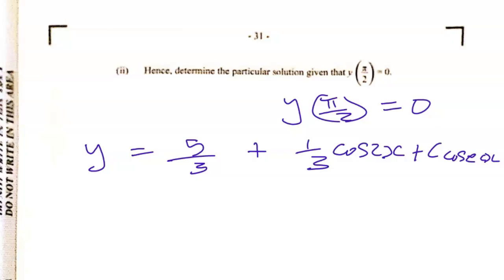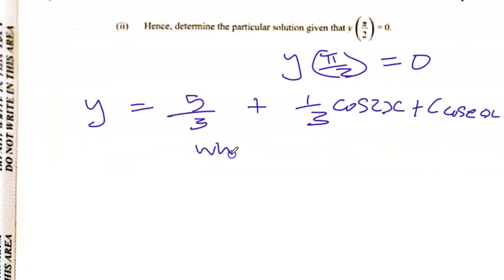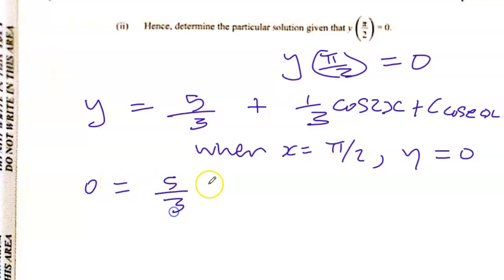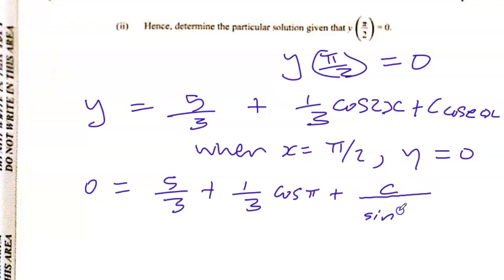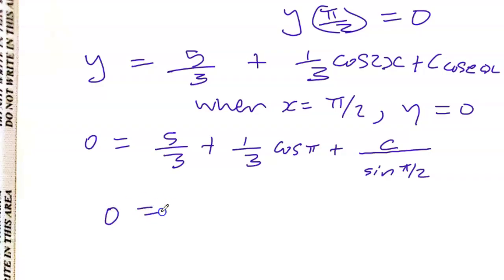So when x is pi over 2, y is 0, and pi over 2 is equivalent to 90 degrees, right? So replace the y with 0, so 0 equal to 5/3 plus 1/3 cos 2x, that will be cos pi, plus c cosec x, and c cosec x is c over sin, so c over sin pi over 2. And we know pi over 2, so 0 equal to 5/3.